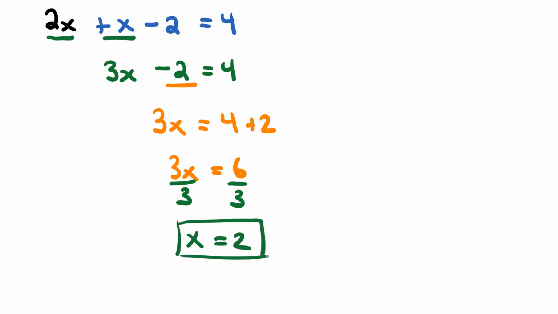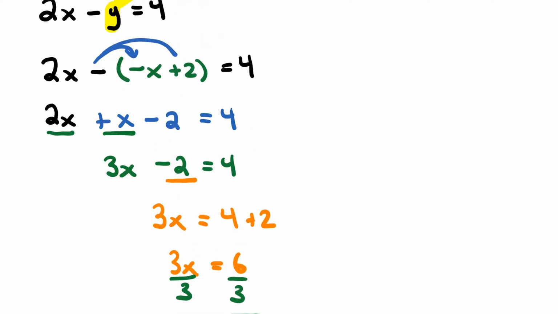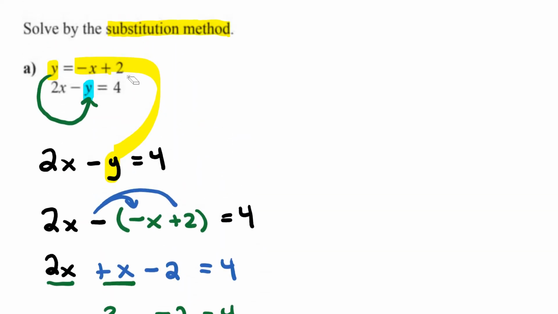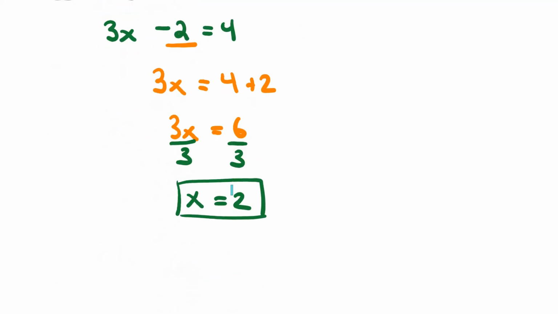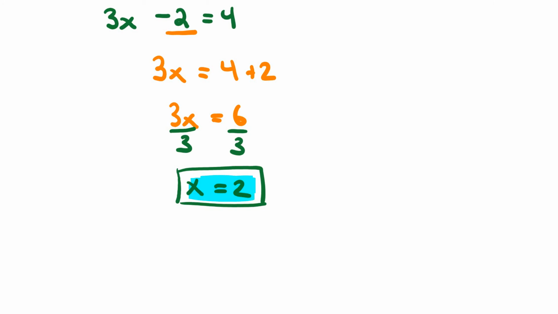All right, so once you find the value of x, you can go back and find the value of y. If you go back to your original equations, you can use the first equation or the second equation. Let's just go ahead and use the first equation again. So I know that y would equal negative x plus 2. That's the equation there. But we have already determined that x would equal 2, right?